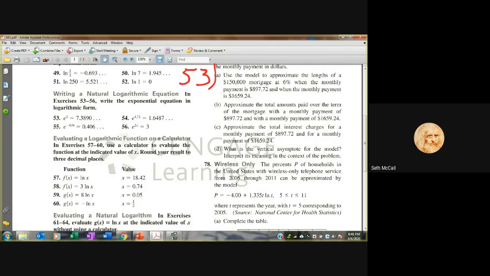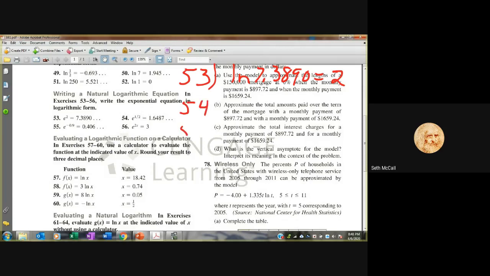And all of those, if you notice, they're all base e. There's a base e there, a base e there, e right there. So what that means is they're all going to be natural log. So they're going to all turn into natural log, and then it's going to be 7.3890 equals 2.